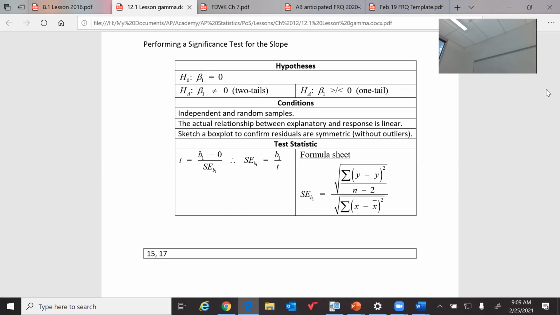But look at this. We could rewrite this and solve, because we're subtracting 0, that's the null. The standard error can be exchanged with the t-value. Does that make sense? The standard error can be exchanged because what happens? It's algebra 1. Multiply both sides by t, divide by the standard error. And you get b sub 1 divided by t, which is what we showed you yesterday.